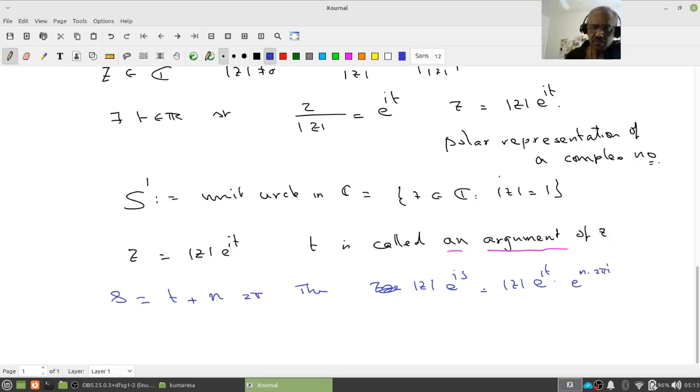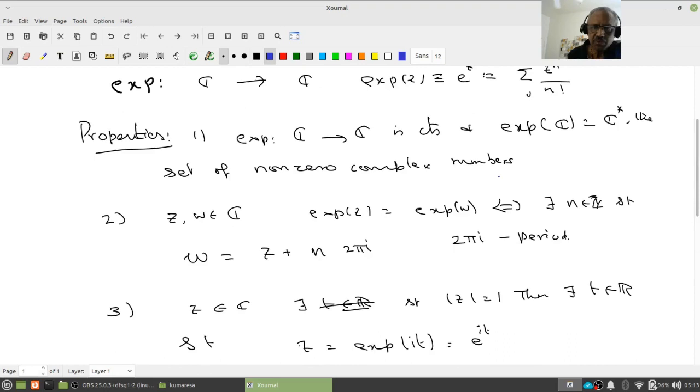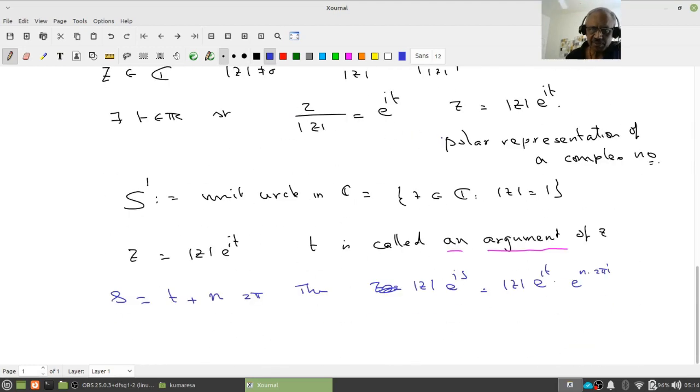Okay, so what are the things we are using? One more thing we are using is the fact that the exponential of z plus w is exponential of z times exponential of w. It's multiplicative for every z, w in C. That also we needed because we are using it here. Since s is t plus 2 n pi, e power i times n 2 pi is equal to 1. Therefore this is the same as z. Therefore s is also an argument.